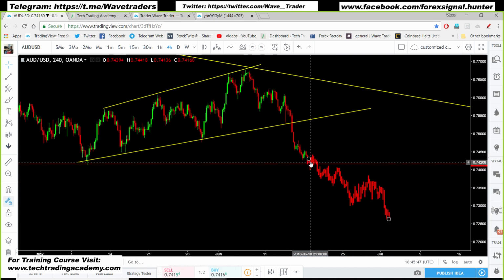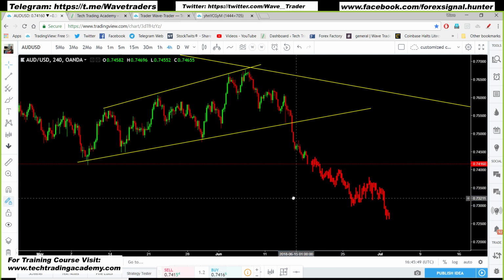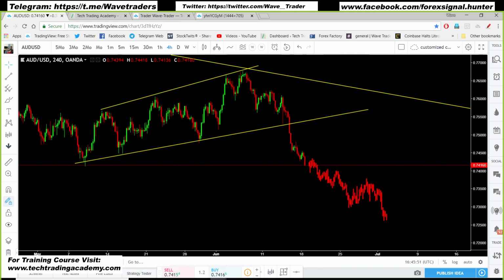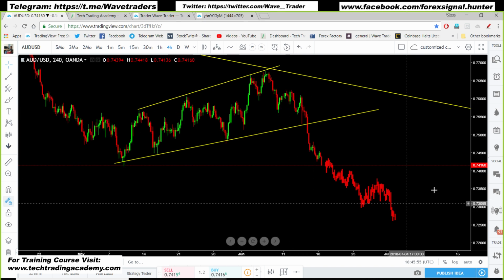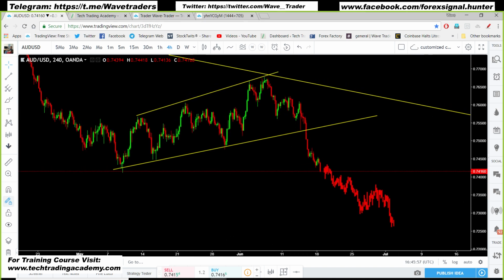Yes, that is okay. That is the bigger weekly flag. Okay, so you see the previous corrections. Don't trade based on just assumption. Trade based on what you see on your chart.